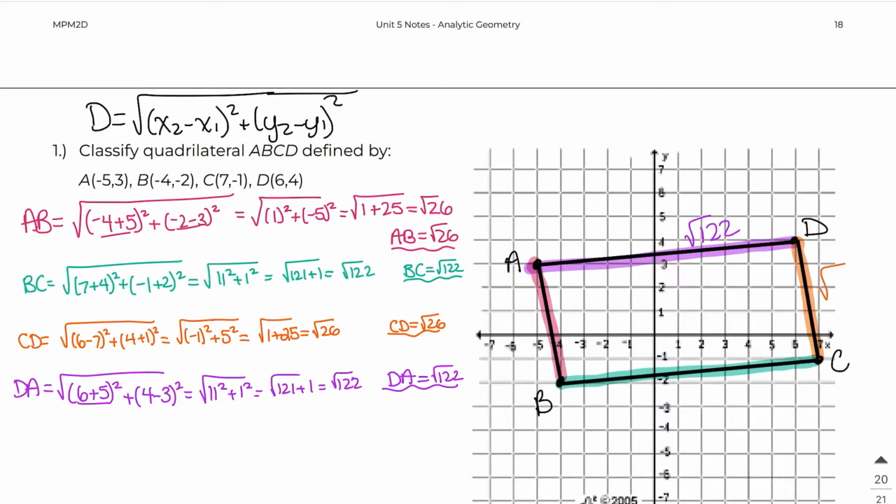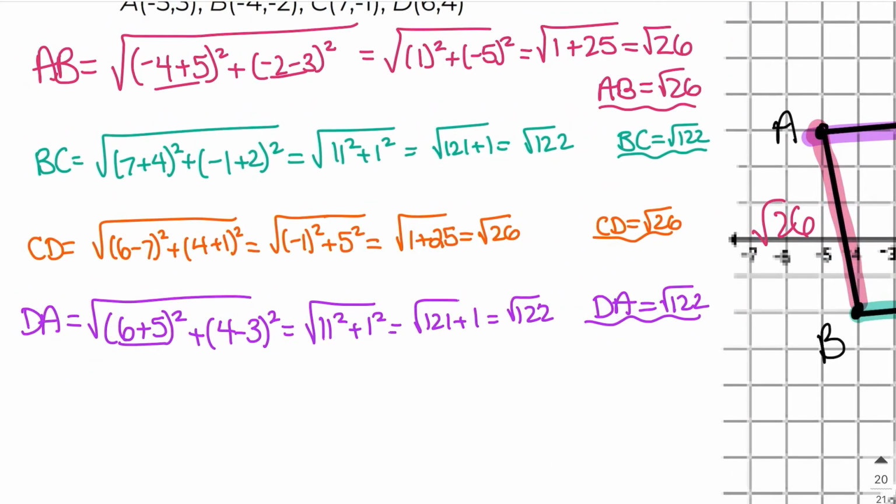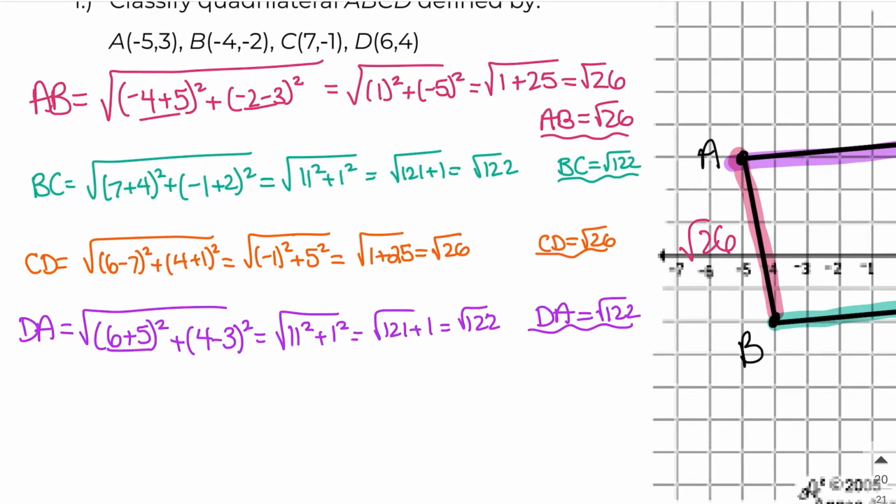Right? We got the square root of 122 on opposite sides, and then we've got the square root of 26 on opposite sides. Okay, now I need to take a look at my slopes. So the next thing I'm going to do is find the slope of each one of these segments here. So I'm going to find the slope of AB, and I'm going to do y2 minus y1, so negative 2 minus 3, over x2 minus x1, so over negative 4 plus 5. So I get negative 5 over 1, which is negative 5.